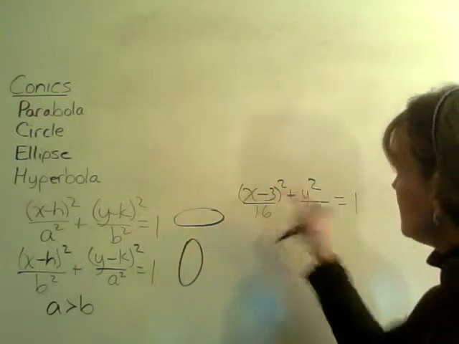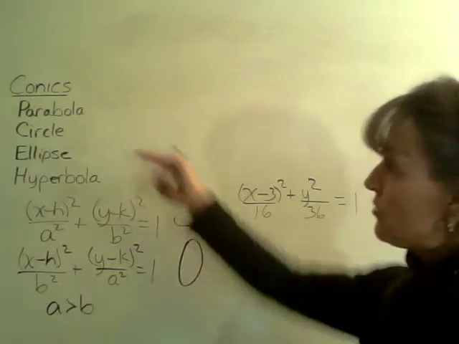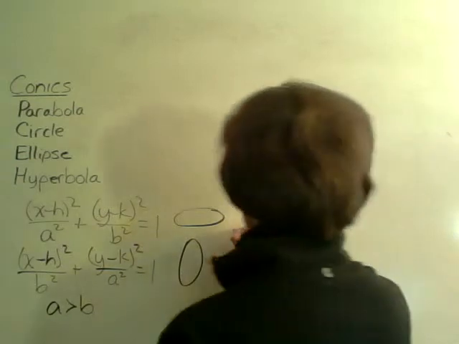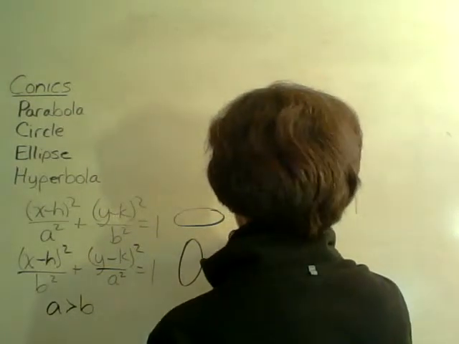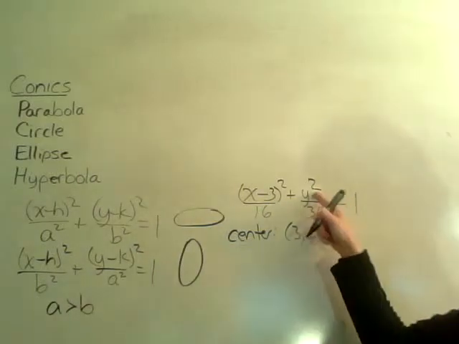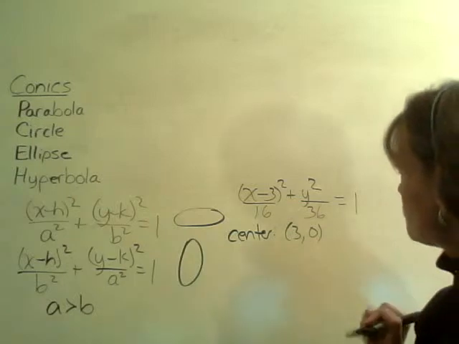And so in the ellipse, I have an h, k. The h, k for the circle, the ellipse, and the hyperbola is always the center. So the center of my ellipse is (3, 0). If I don't have anything sitting here with the y, then the coordinate is 0. So the center is (3, 0).